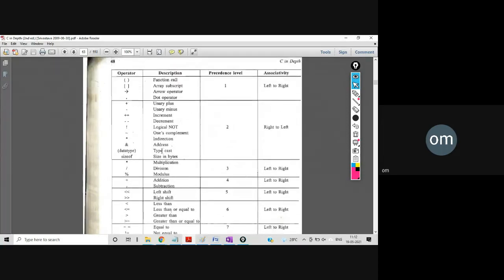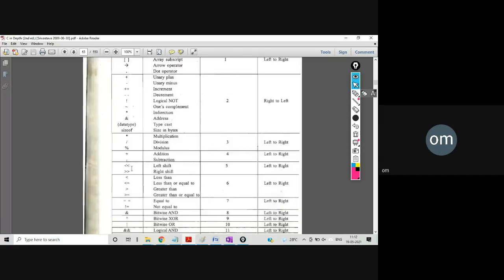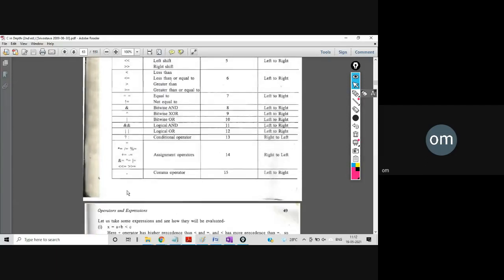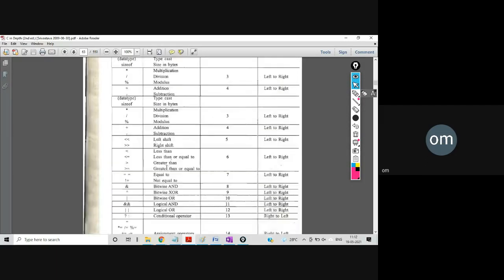So we can make one statement. Start with round bracket, comma, square bracket, arrow, dot, and use it as unary, assignment operator, and separate it by comma. So I'll write the statement first.